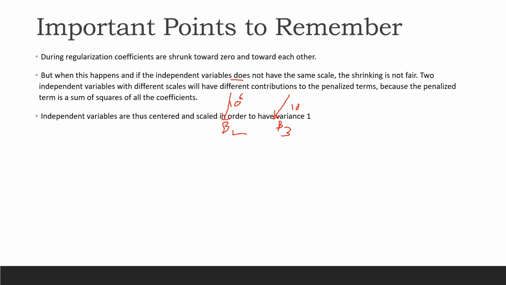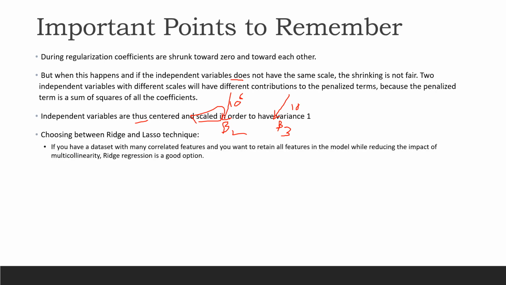So we need to have these independent variables at the same scale. We want them to be centered and scaled in order to have a variance of 1. And this is a mandatory condition for the advanced regression techniques, Ridge and Lasso, to be effective. So now how will we choose between Ridge and Lasso?